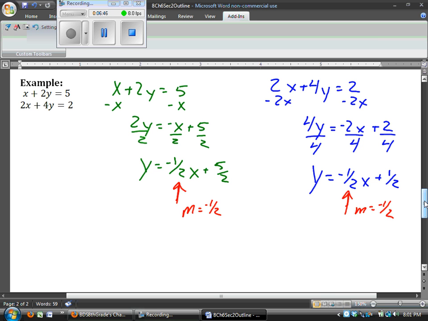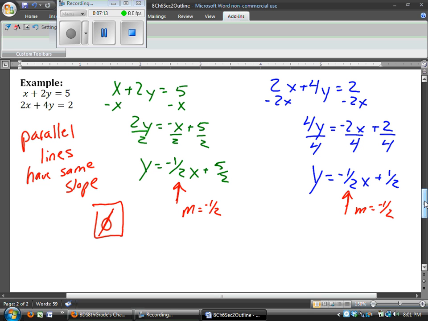What kind of lines have the same slope? Parallel lines. Okay? Parallel lines have the same slope. And what was the picture on the front that had parallel lines? No solution. So right away, as soon as we see that we have parallel lines, we can say no solution. Almost right away.